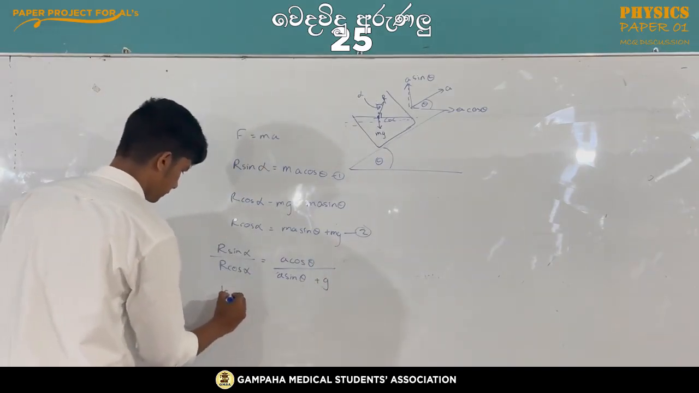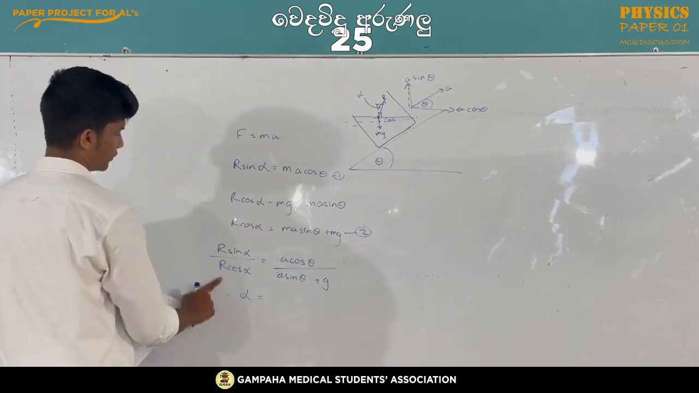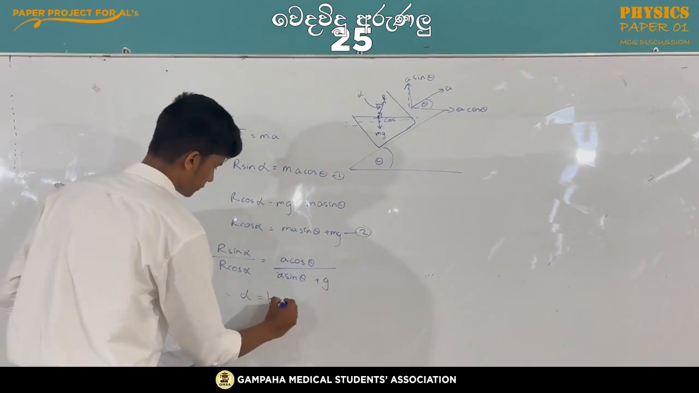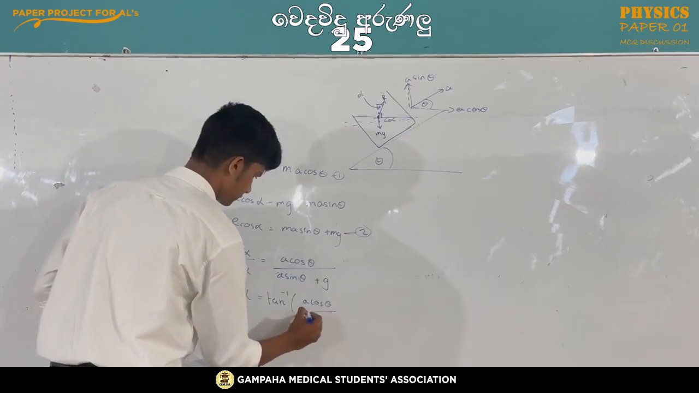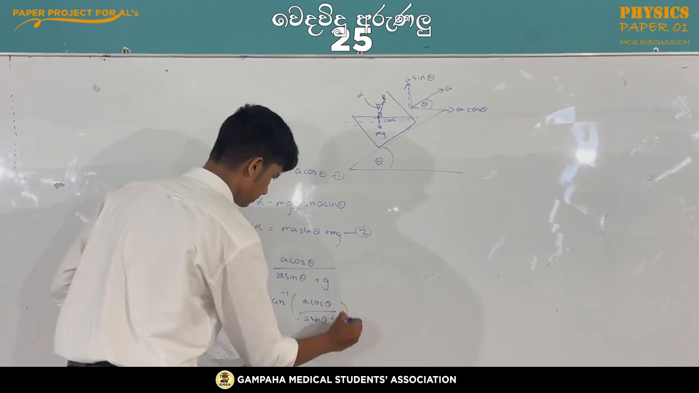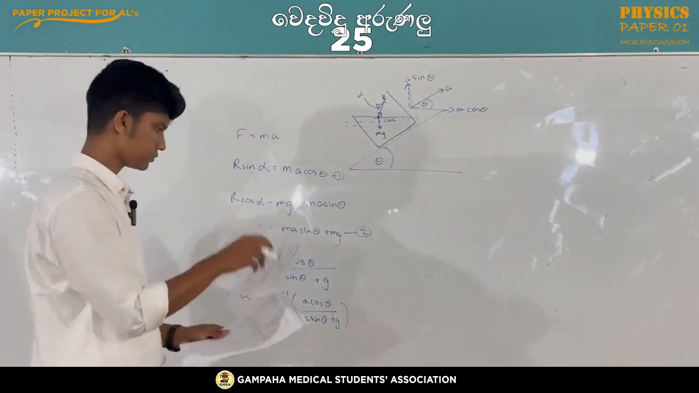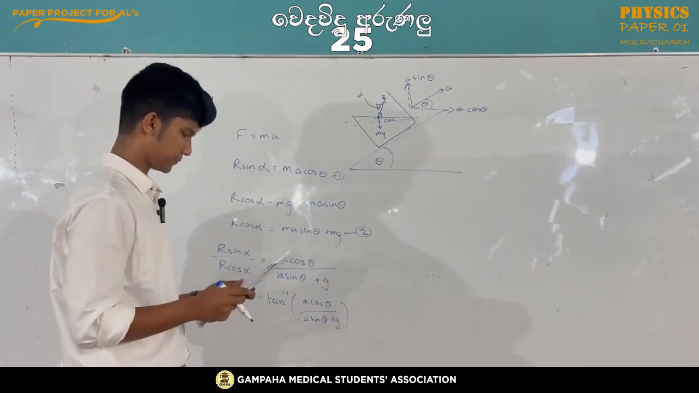This will be tan alpha, which we can get the inverse of, which will be tan inverse of (A cos theta)/(A sin theta + g). So, the correct answer is the third answer.